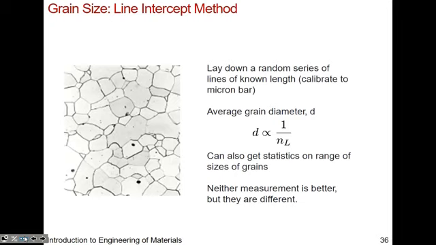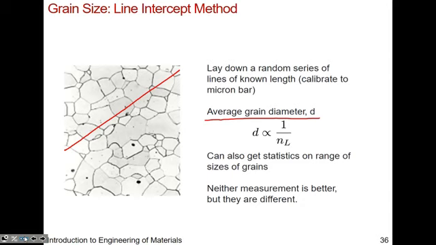The other way you can do it is you can just draw a random series of lines, I kid you not, and say, okay, if this is the line that I draw, how many grains do I pass? And I just divide that to get the average grain diameter. It's just an averaging, right?